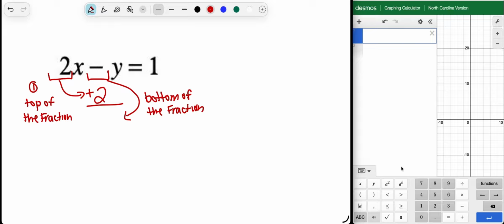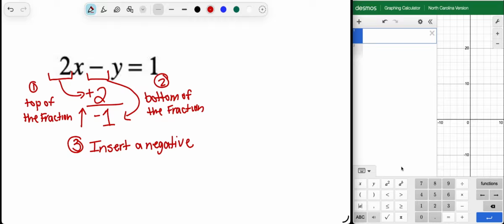Okay, so that means that was a -1. So we put that at the bottom of the fraction. That's the second thing we did. The last thing we're going to do in order to get slope, this is the third thing, we're going to insert a negative. And we're going to insert a negative as the last step for every one of them, no matter what. So we're going to put a negative out front. So when we look at that, we have a negative out front with a +2 over -1.